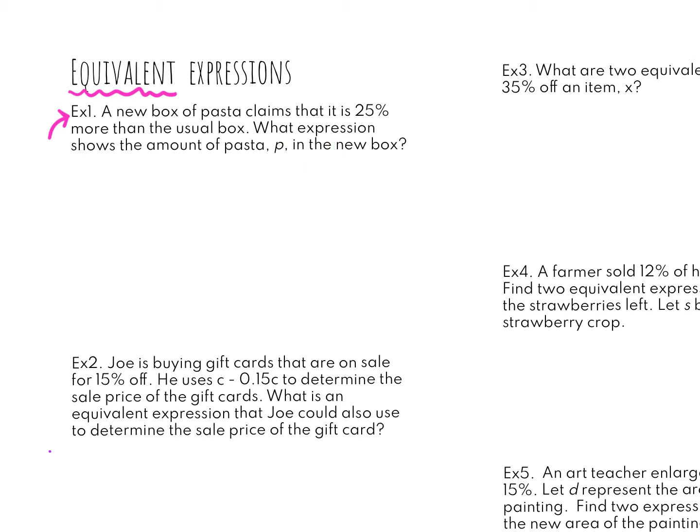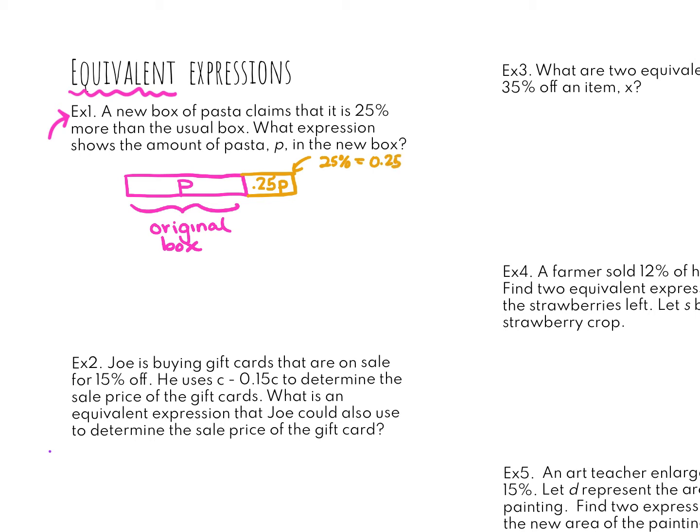The first thing that I'm going to do here is draw you guys a picture. We're going to call this P. So this is the original box of pasta. Now, what's happening here is it's claiming the new box is 25% more. So 25% of the original is 0.25p. 25% we know is equal to 0.25. So this is an extra 25%. So we're going to call this 25% more.